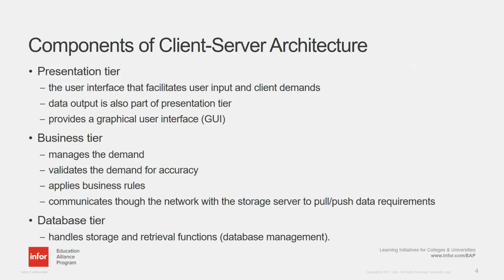The business tier will then manage the demand, handle client requests, respond to the client requests, validate that demand for accuracy, and apply business rules. For example, the date must be greater than or equal to today's date. That would be an example of a business rule, a common business rule that would be included in the business tier applications. Communication through the network can either be push or pull. So the business tier can either send the request or receive the request. Push or pull simply means send or receive.